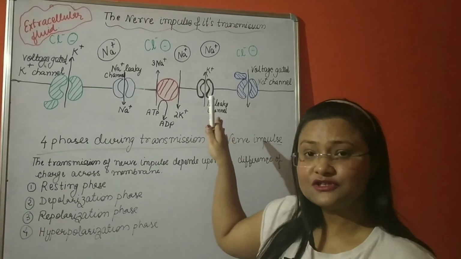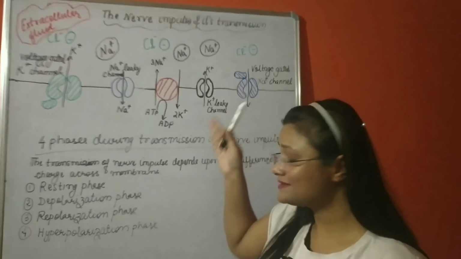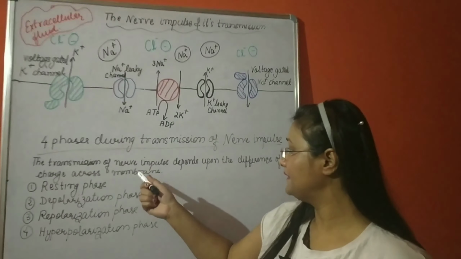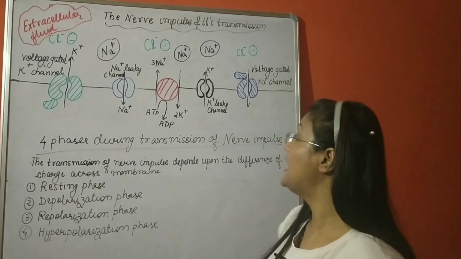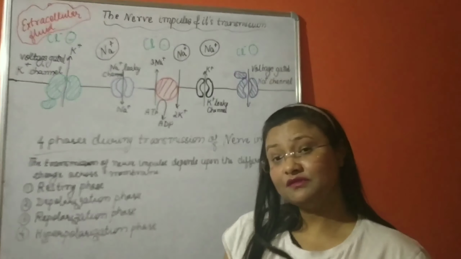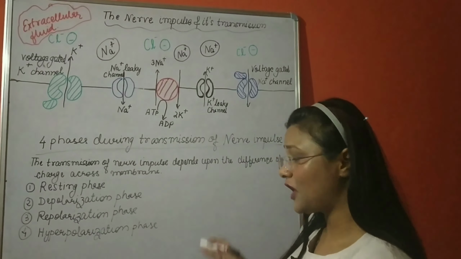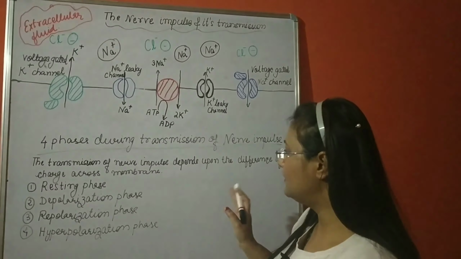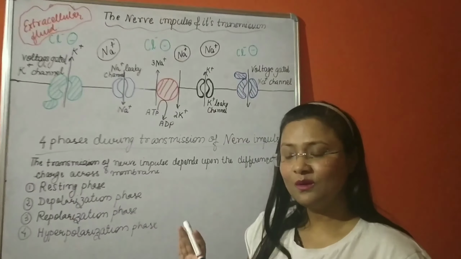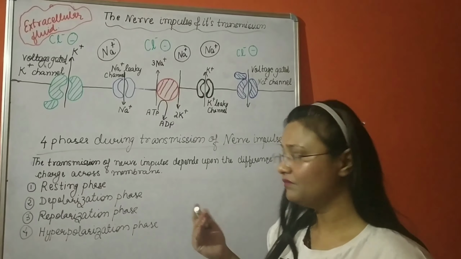Because initially I showed you that during the resting phase the charge inside the neuron is minus 70 millivolts. But during transmission of nerve impulse, the charge across the membrane changes. So we will discuss now how it changes and what happens.